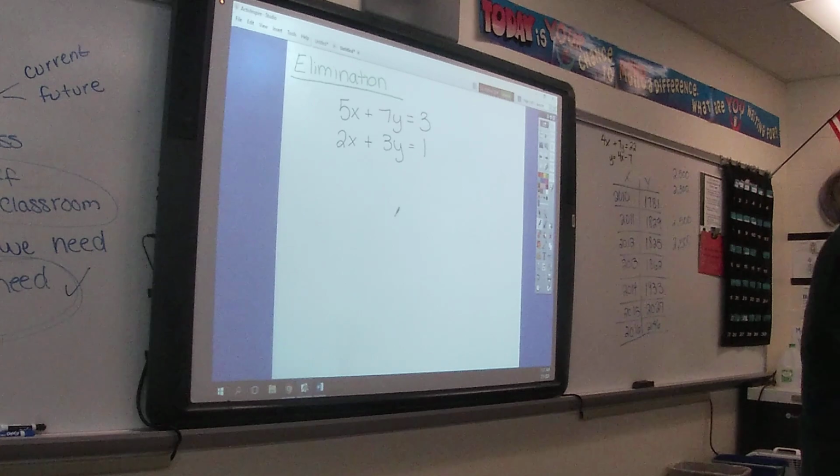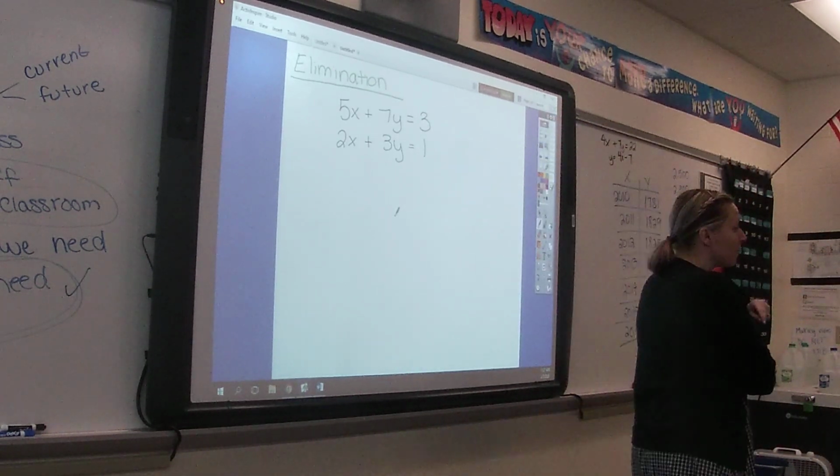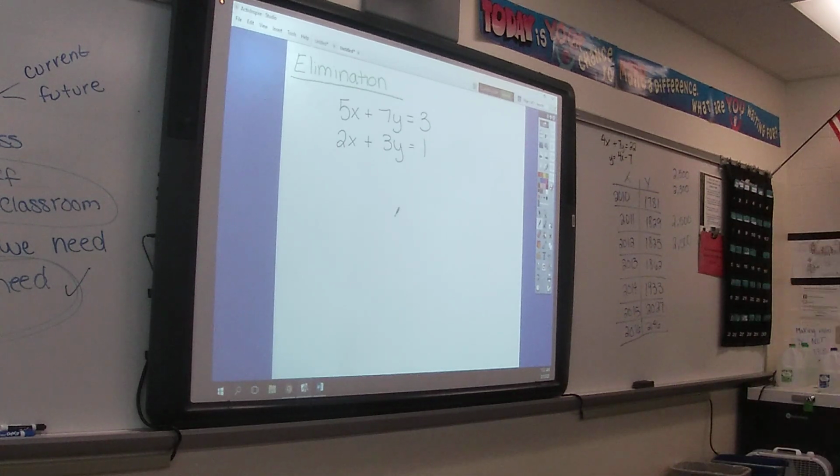Okay, so then we move to elimination. Elimination, we said we want a variable that has a matching coefficient. So do either of those x's have the same number in front? No. Do the y's have the same number in front? No. So are we out of luck?